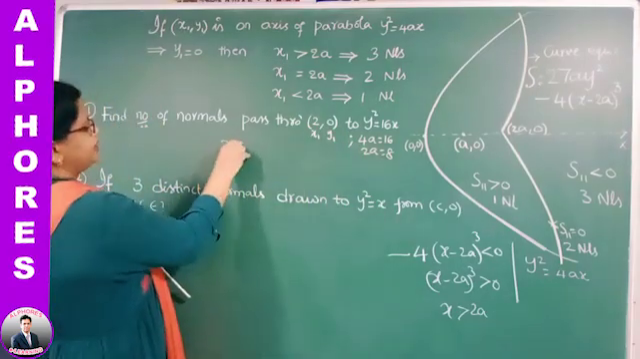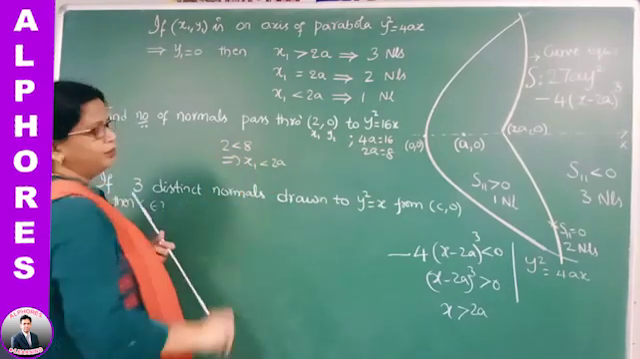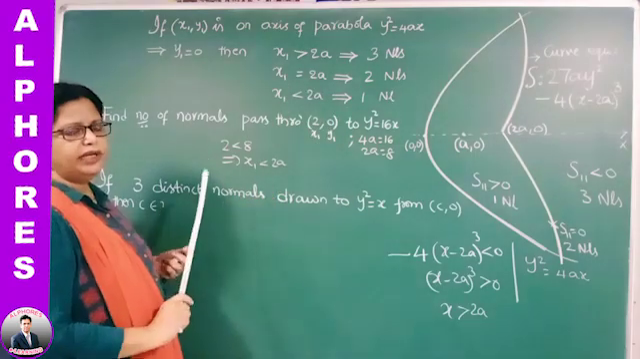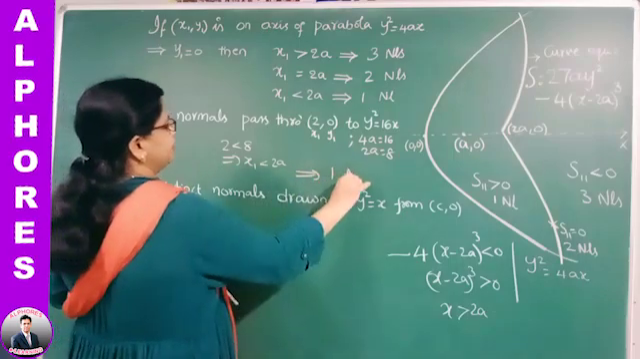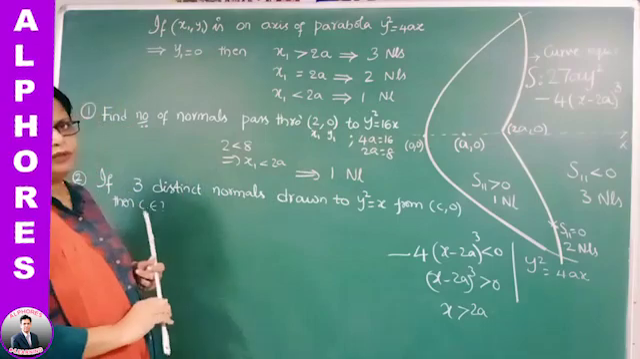As 2 is less than 8, the meaning is x1 value is less than 2a, which implies the conclusion is: there exists one and only one normal. So here the conclusion is there exists only one normal to this parabola drawn from the point (2, 0).